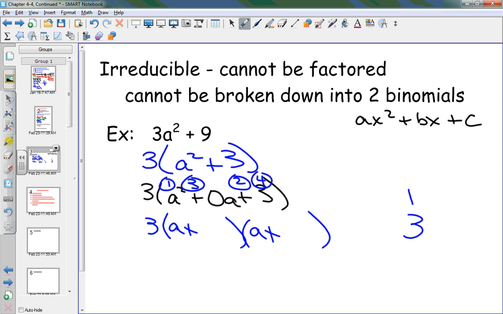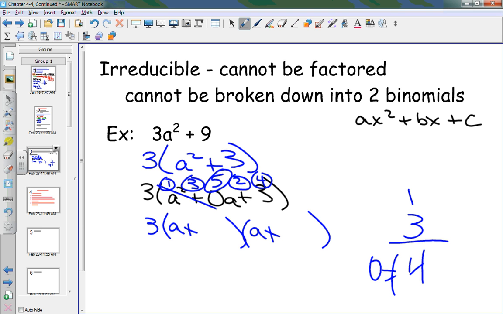Now, I need factors of 3 that are going to do what? Add or subtract? Are the signs the same or different? They're the same, so if the signs are the same, what are we doing? Adding. So I need these two numbers to add to give me 0. Well, what is 3 plus 1? Does that ever equal 0? No, because this does not equal 0.